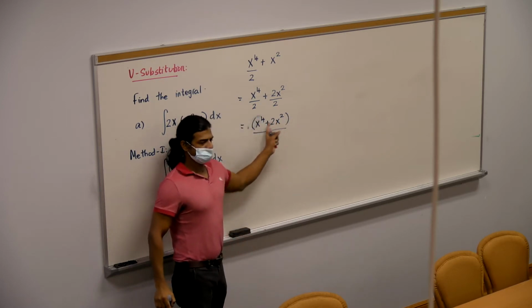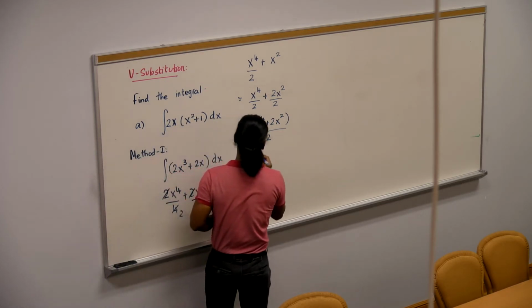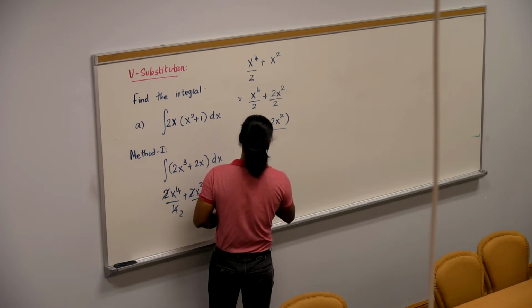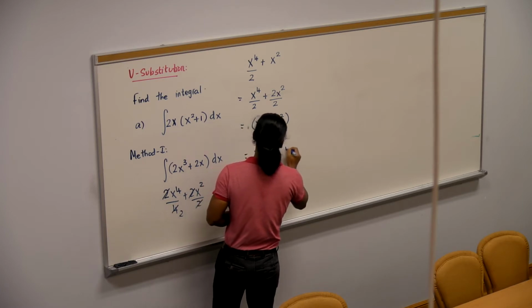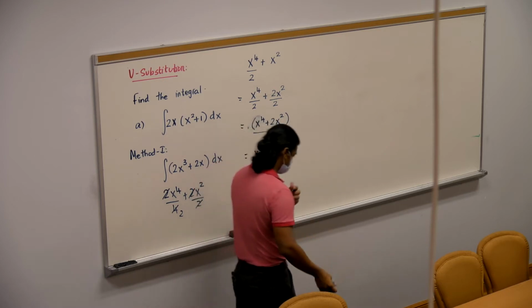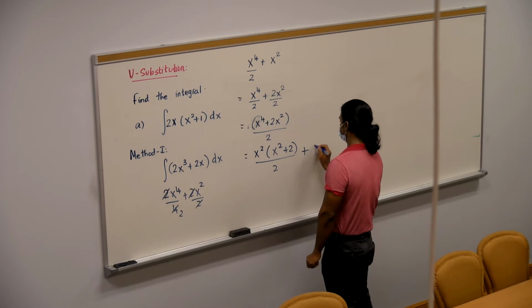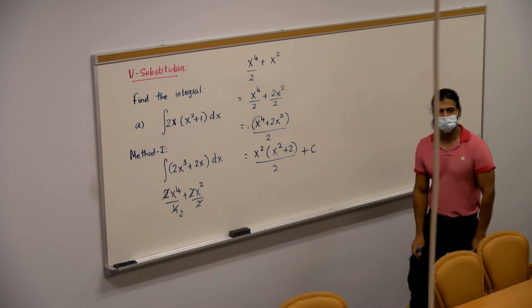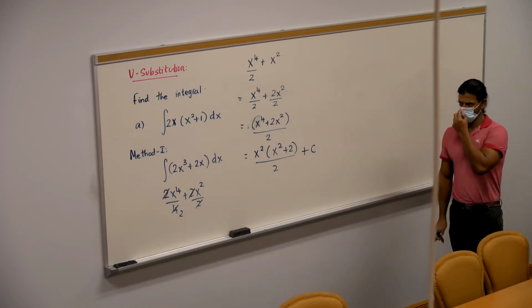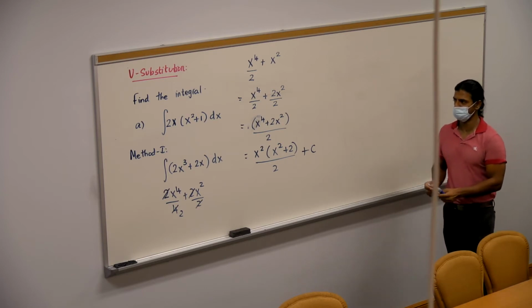I have an x squared in common in the numerator, so I could pull that out and write it as x squared multiplied by x squared plus 2 divided by 2. As I mentioned last time, I'd like to add the constant of integration at the very last step. And that is method 1, and I did not use U-Substitution.